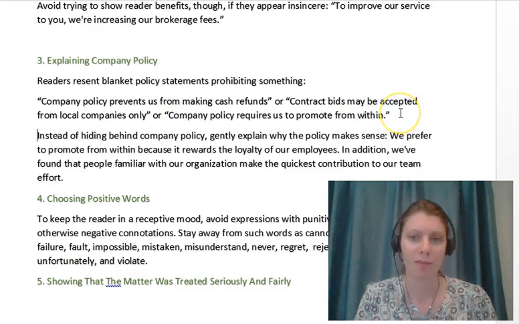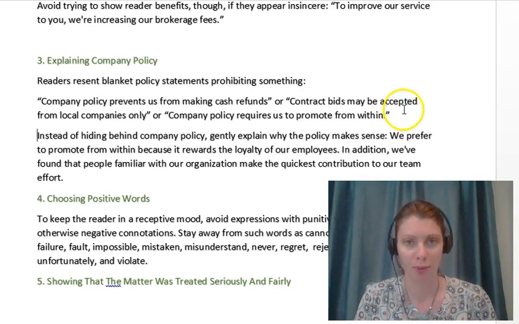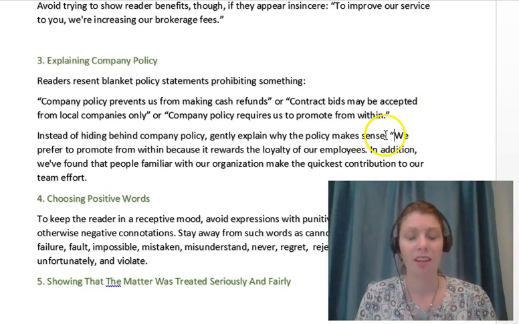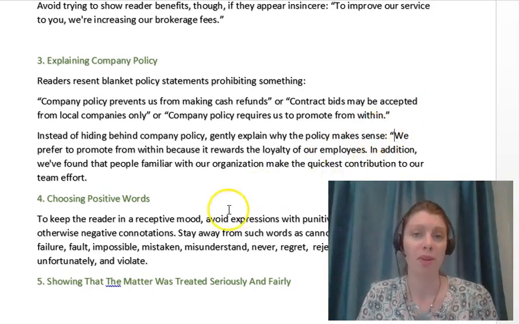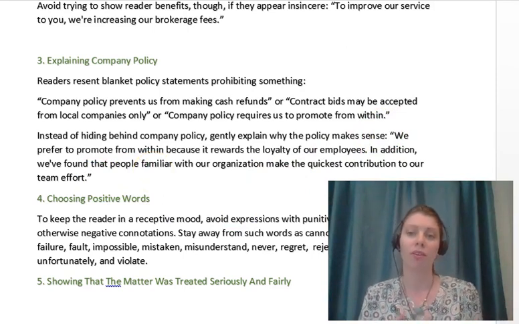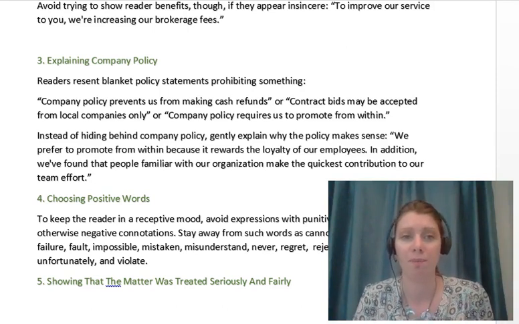People don't like hearing these blanket statements. So instead of hiding behind these policies from your reader, you could gently explain why the policy makes sense. Something like, we prefer to promote from within because it rewards the loyalty of our employees. In addition, we found that people who are familiar with our organization make the quickest contribution to our team efforts and into the team.